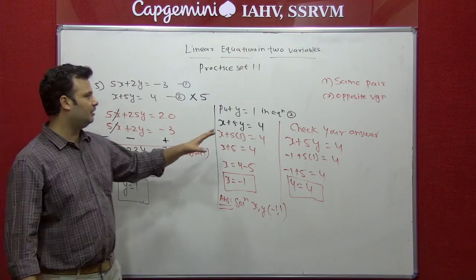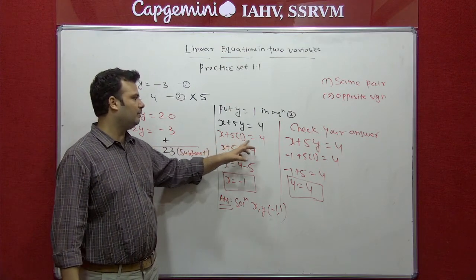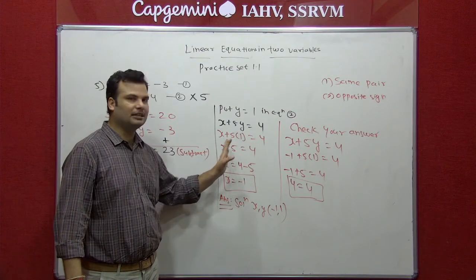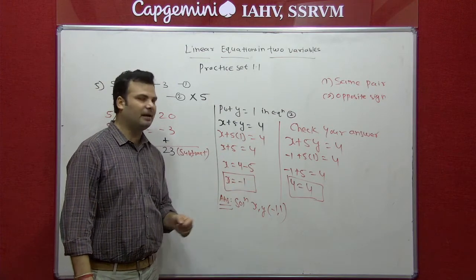So in equation number 2, x plus 5 into 1 is equal to 4, x plus 5 equal to 4. This side plus, opposite side become minus, so the answer is minus 1.